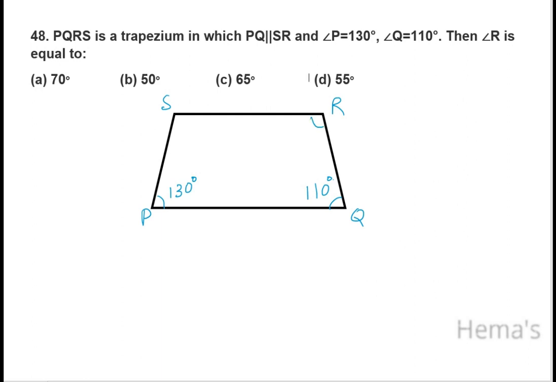In case of trapezium, angle R plus angle Q are supplementary angles. Therefore, angle R plus angle Q is equal to 180 degrees. Hence, angle R is equal to 180 degrees minus 110 degrees, which is equal to 70 degrees. The correct option is A.